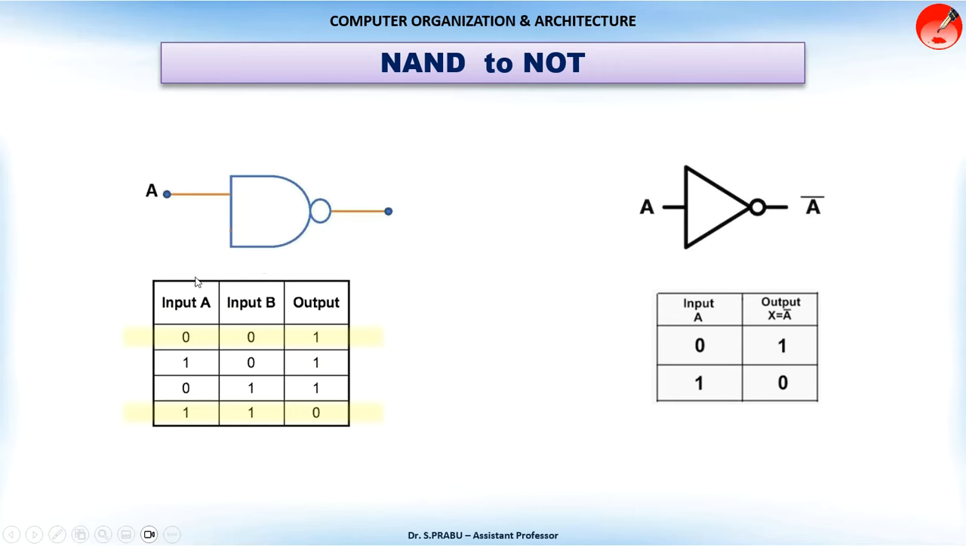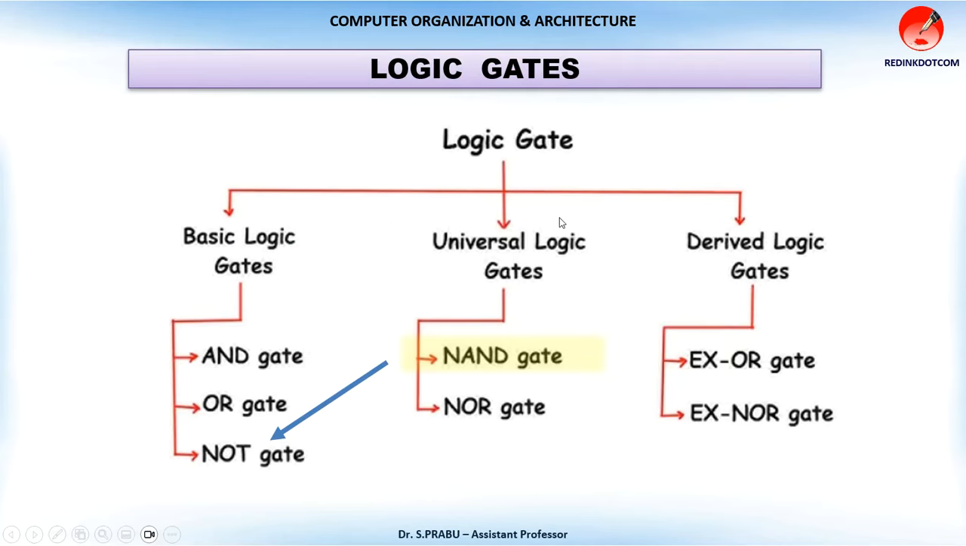So I can remove one input. The first input can be taken as the second input. So if the value of A is 0, you get the value 1. Suppose the value of A is 1, you get 0 here. So if you connect the NAND gate like this, you get the NOT gate output. This is called realization. In the same way, you can develop some other gates also.